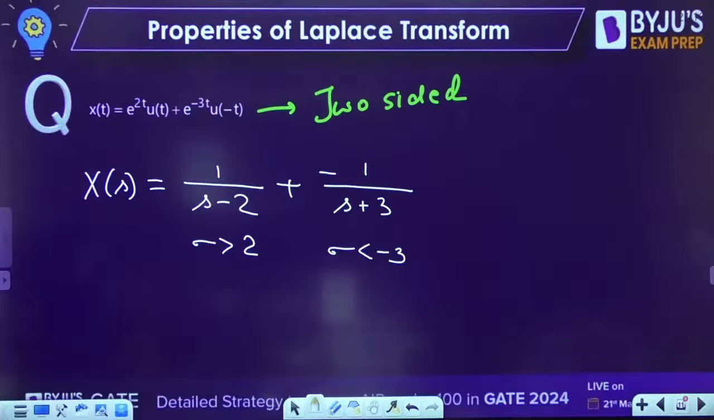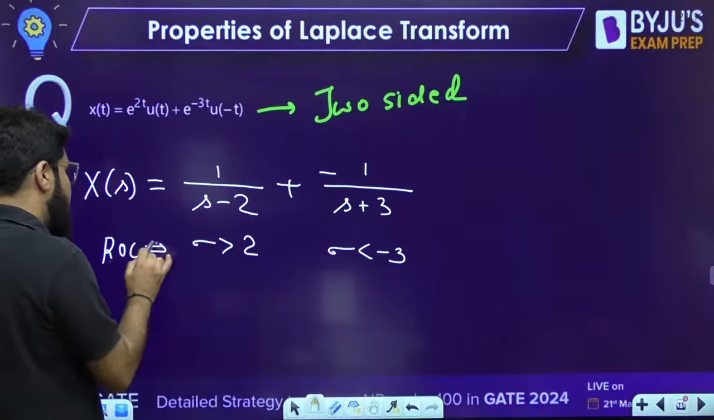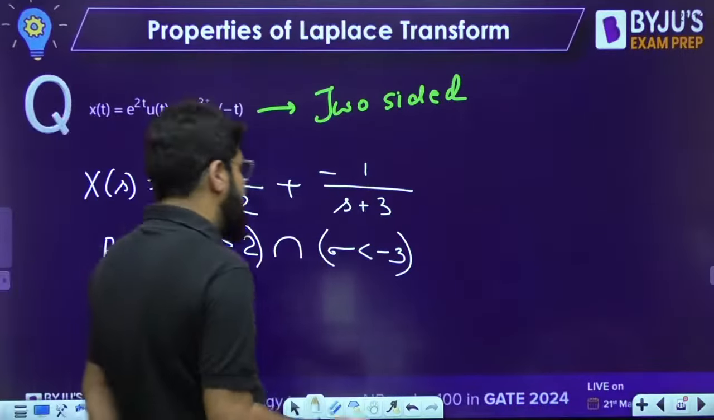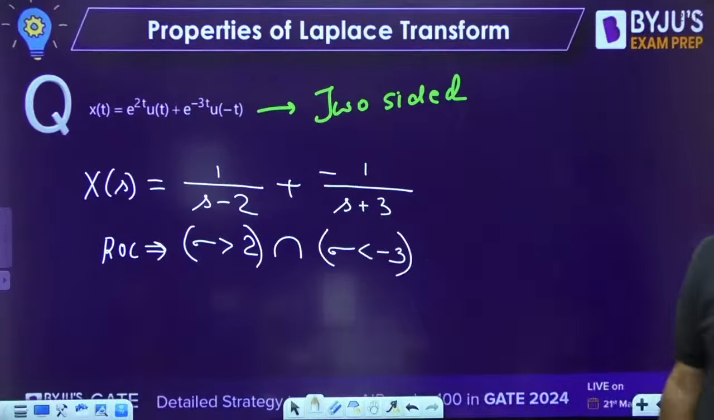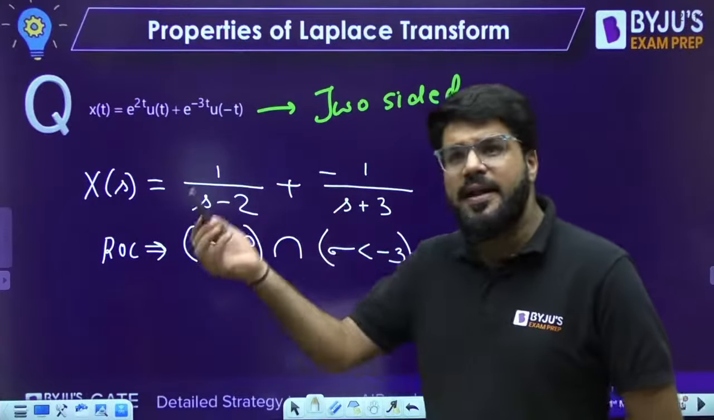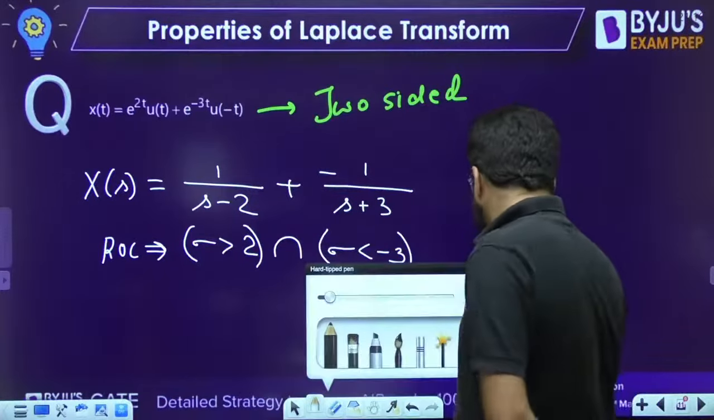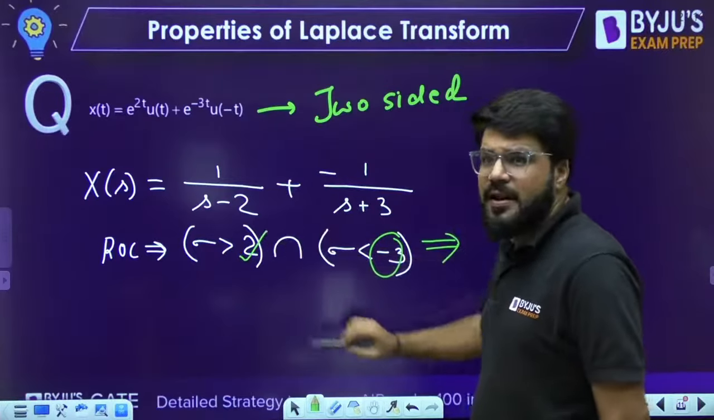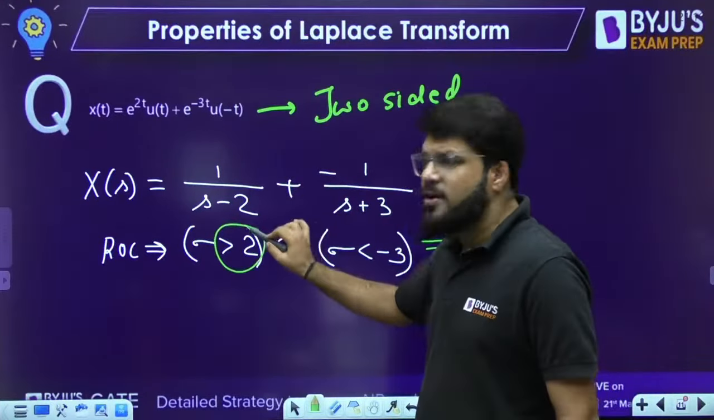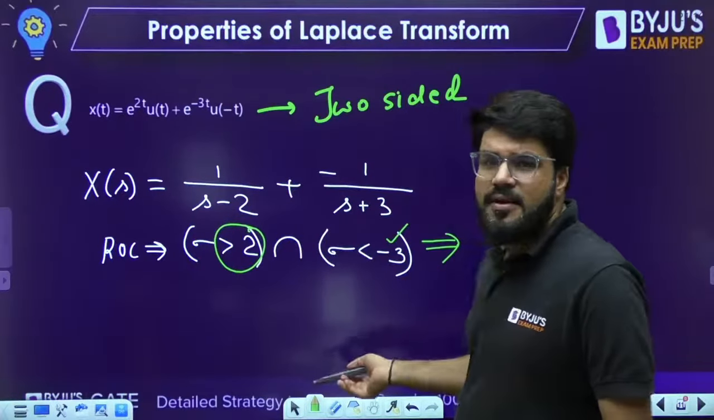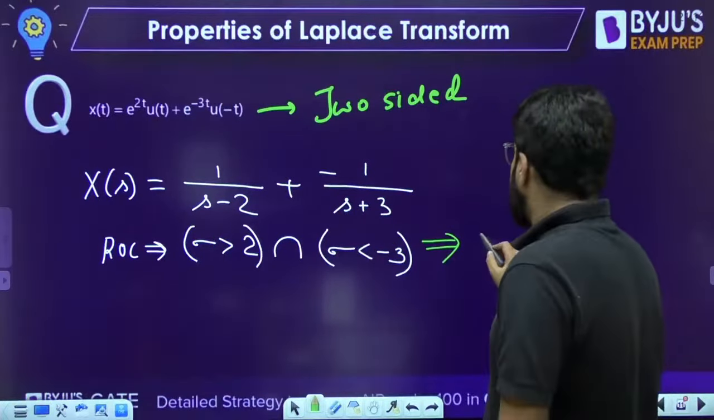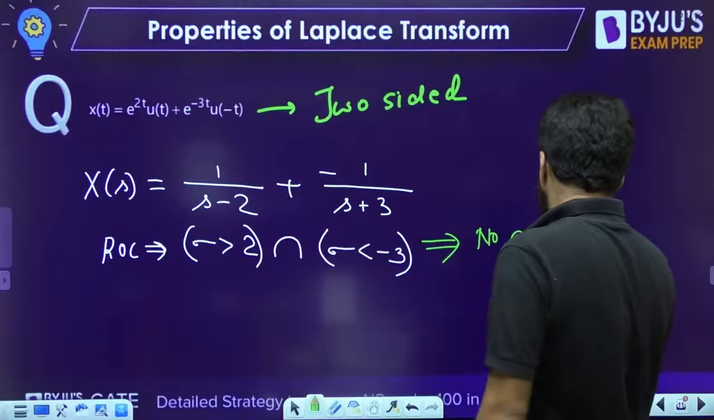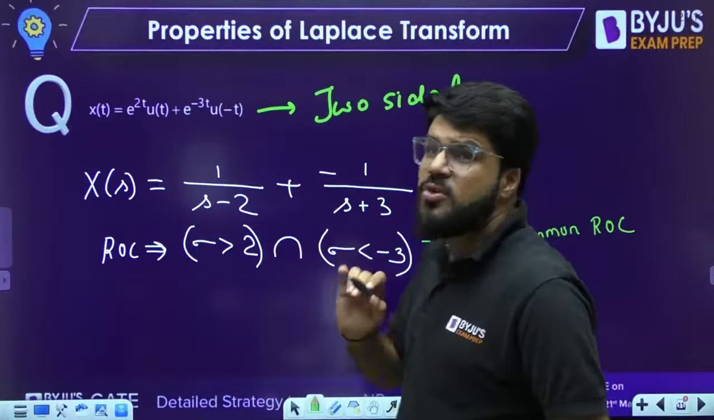Now, what is the final ROC? It should be such that it contains both of them. It is the intersection of both: sigma greater than 2 and sigma less than minus 3. Now decide and tell what the ROC can be. Sigma should be greater than 2, and at the same time it should be less than minus 3. Is it possible? If a number is less than minus 3, it is already less than 2. It cannot be greater than 2. Or vice versa, if the number is greater than 2, it is automatically much greater than minus 3. So what does it mean? There is no common ROC. That means there is no ROC for this signal.